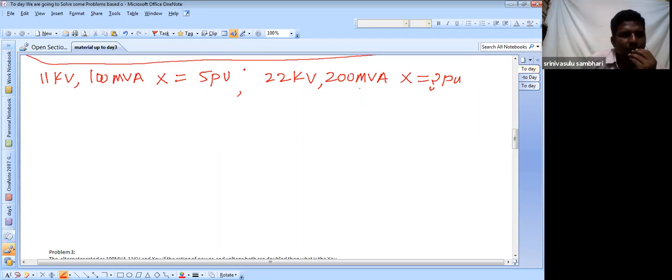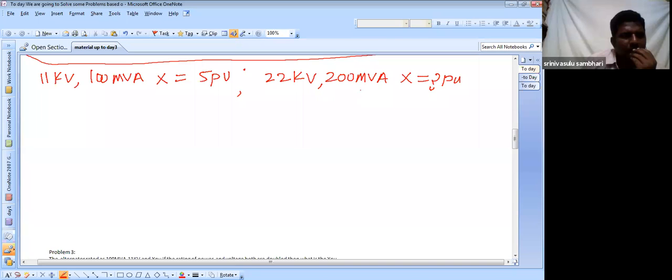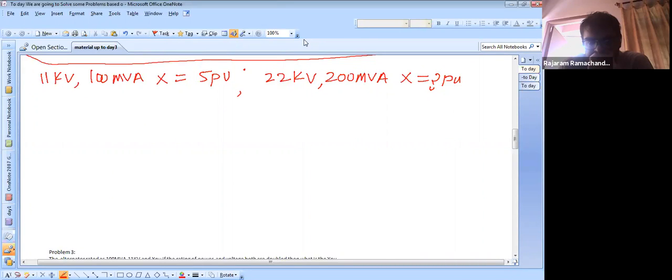Here, 11 kV, 100 MVA, X equal to 5 per unit. The reactance of the alternator is given only as a per unit value. But what is the actual value of the reactance of the alternator? We don't know. The data is not required here. Are you getting my point? Say yes or no? Yes, sir. Next, if you change the base values, 11 kV becomes 22 kV, 100 MVA becomes 200 MVA. Now, what is the per unit reactance is asked. Based on 11 kV, 100 MVA, X equal to 5 per unit. For 22 kV, 200 MVA, what is X equal to? 10 per unit.